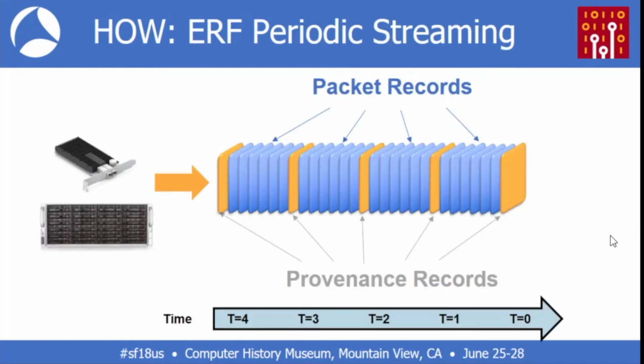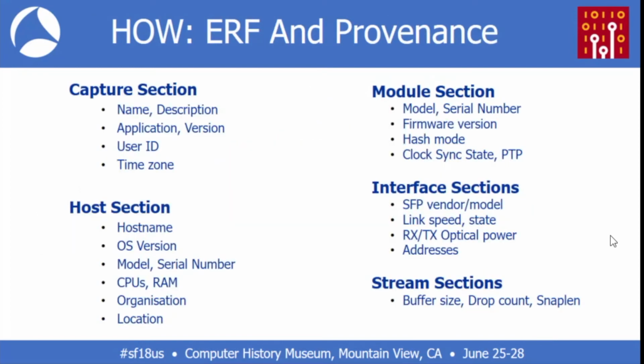So what it looks like in a trace file, as I said, it's just kind of this periodic thing. The blue ones are packets, and then the yellow ones are provenance records that get dropped in. Typically it's once a second, but you could make it more rapid or slower depending on what you want.